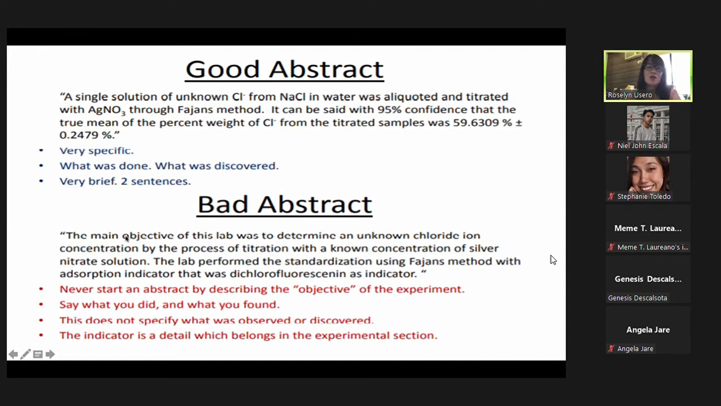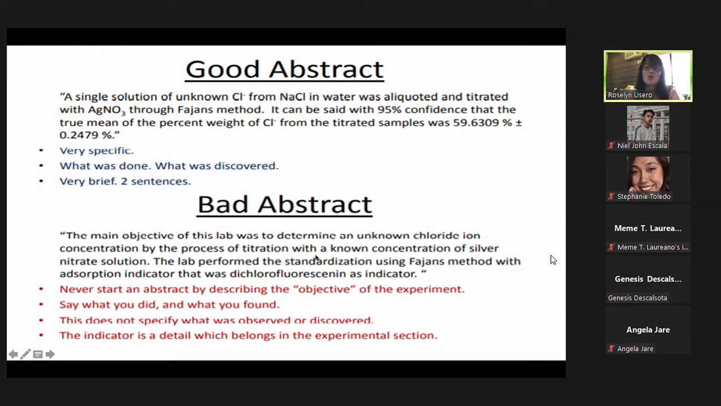Again, repeat siya ang objective. This is not necessary. The main objective of this lab was to determine an unknown chloride ion concentration with the process of titration. We know titration is, di ba nga, i-include pa din, with the known concentration of silver solution. The lab performed the standardization. Of course, standardization, nag-titrate ka ganit, di ba? Dapat mas standardized. It should not be included in the abstract. It's part of the methods, no?